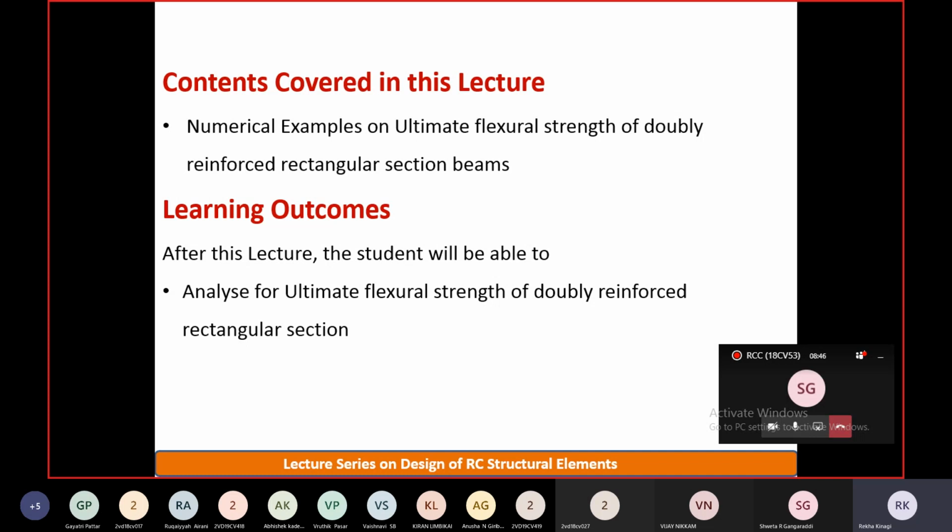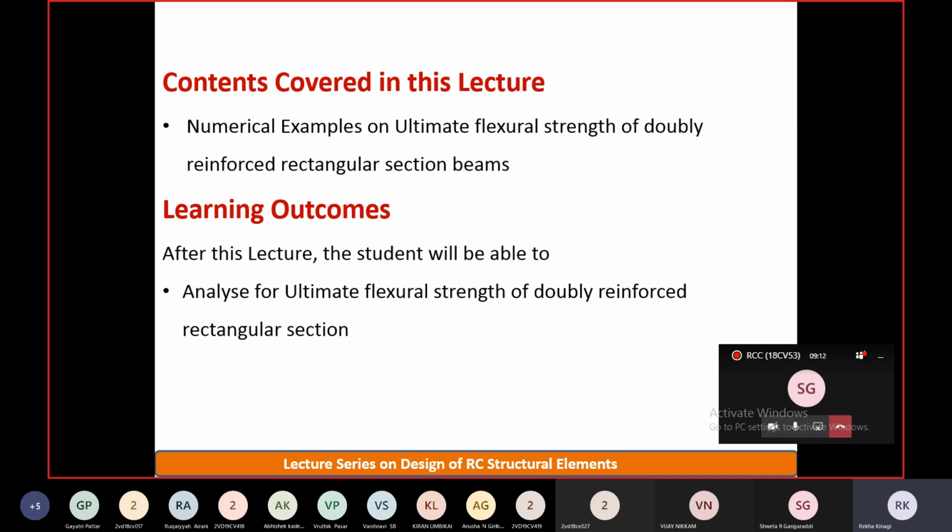So again the basic parameters remain the same. We previously discussed how the bifurcation can be done from doubly reinforced rectangular section into two sections, that is one is singly reinforced section and the other one is steel beam section. So we are going to consider the same theory background and we are going to solve the numerical examples today.